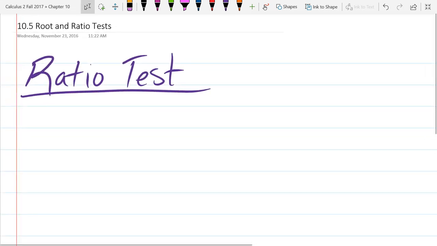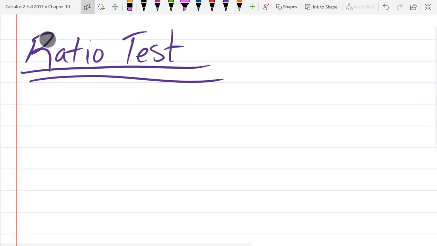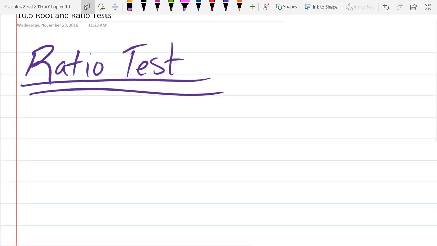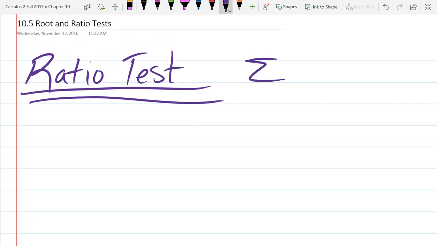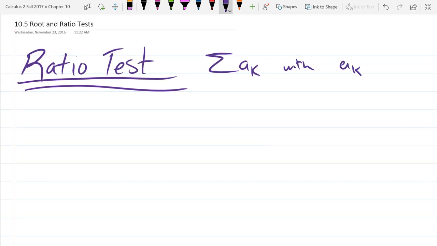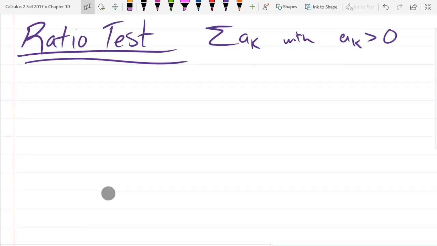All right, so here's our ratio test. I'll underline it twice. There we go. Okay, that makes up for it. Summation a_k. We need a series with a_k all greater than zero on this test. We're about to look at ratios, meaning we're going to divide by them, so we don't want them to equal zero. So definitely not zero.